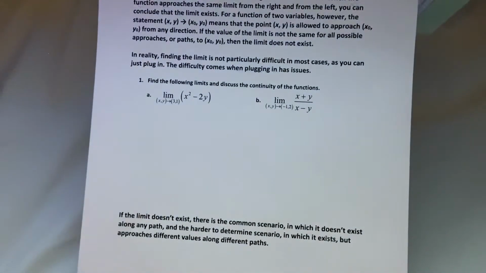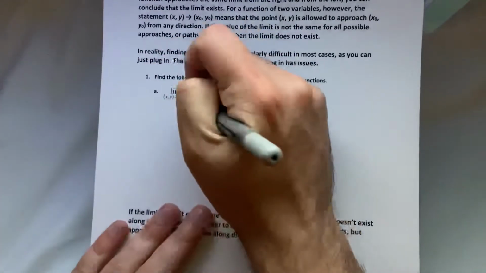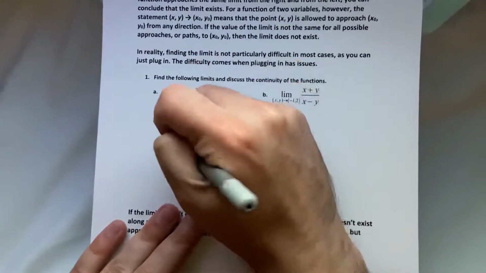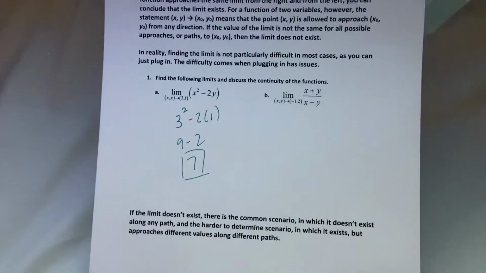Let's find the following limits and discuss the continuity. The limit as x, y approaches 3, 1. So this form means your x is going to the first number and your y is going to the second number. So we just plug in 3 squared minus 2 times 1, or 9 minus 2, which is 7. From all directions, it should approach 7.